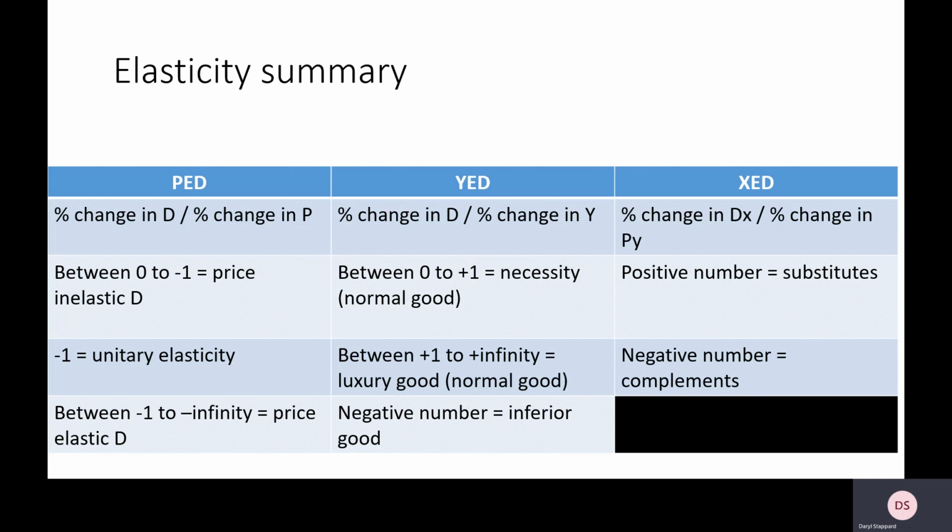They're unrelated products. Now, firms want to know both cross-ED and YED numbers for their products for various reasons. Cross-ED means that businesses can predict how, when other businesses change their prices, it will affect the demand for their goods and services. For YED, as incomes change across the economy, businesses can predict how that income change will impact on the demand for their goods and services.